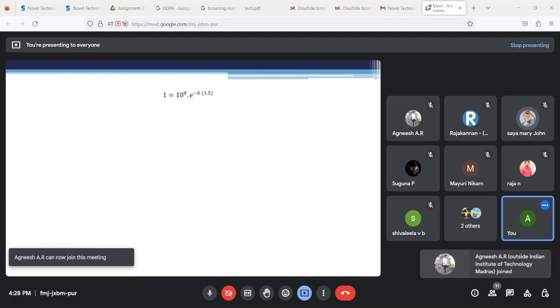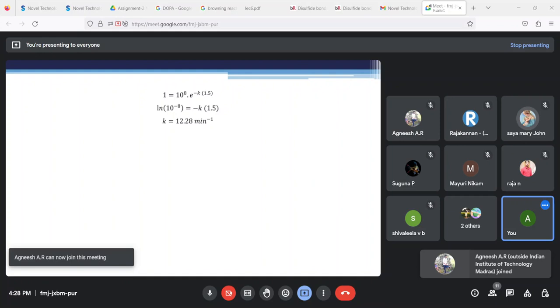If we plug in the values in the equation, x was 1 CFU per ml, x naught was 10 power 8, and t was 1.5 minutes. So what is k here? We take a logarithm on both sides. Ln of 10 power minus 8 will be equal to minus k into 1.5, which means k is 12.28 minute inverse.